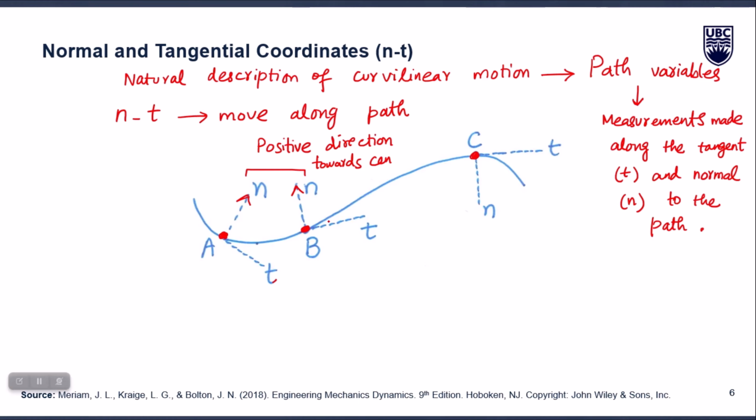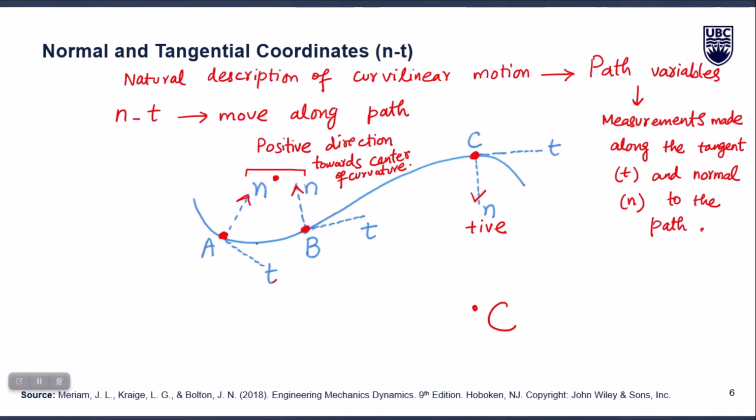So from B to C you have a concave downward curve, right? So the center of curvature will be a different point. From B to C you will see that this direction is actually the positive n direction, right? This is positive from B to C because it is concave downward and the center of curvature will be somewhere here, for example. For A to B it may be somewhere upward, above this curve, right? So towards the center of curvature.